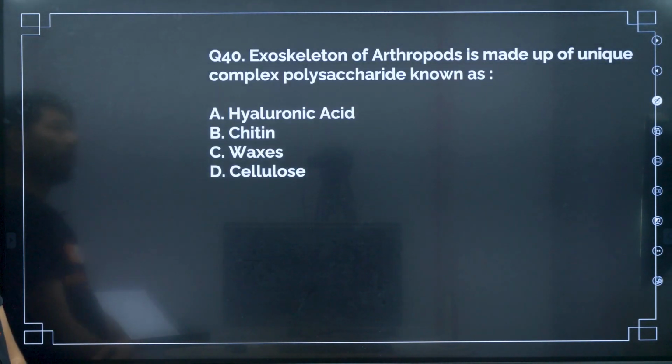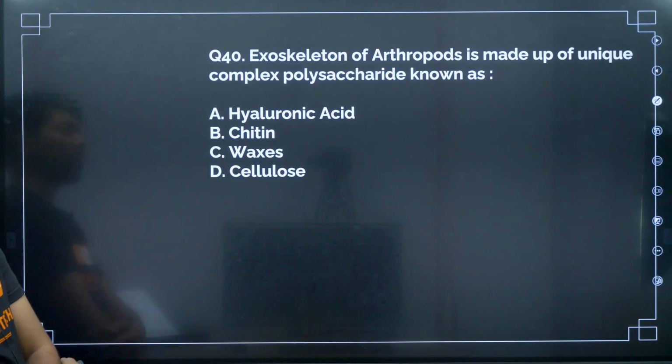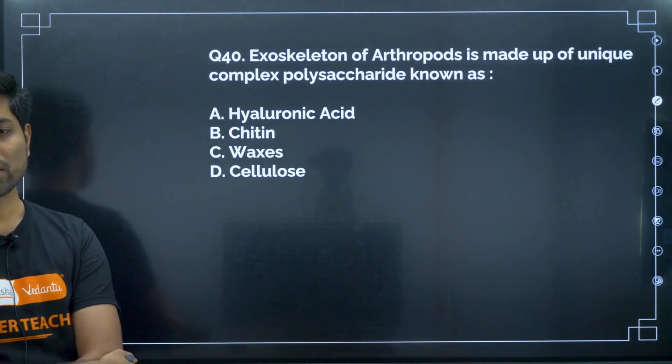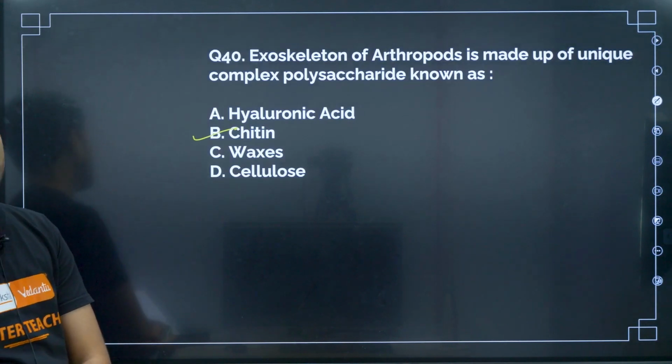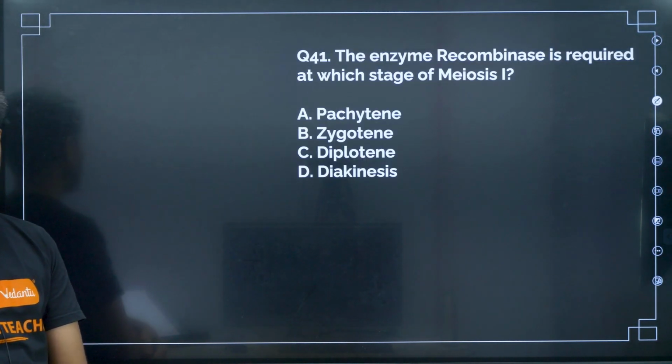Now look at 40. The exoskeleton of arthropods is made up of a unique complex polysaccharide, right? Which polysaccharide is it? It is chitin, correct? It's chitin.